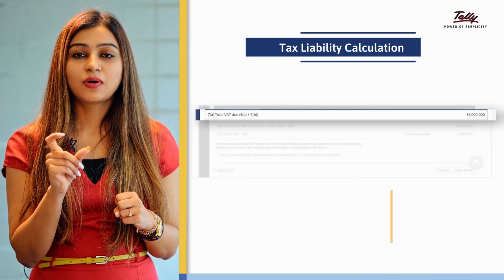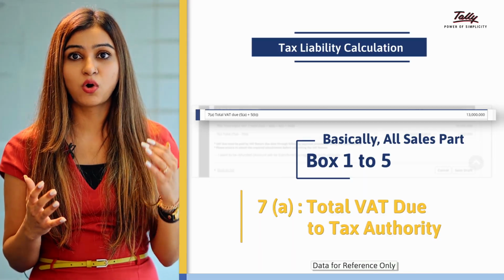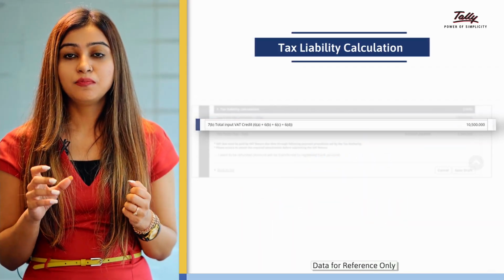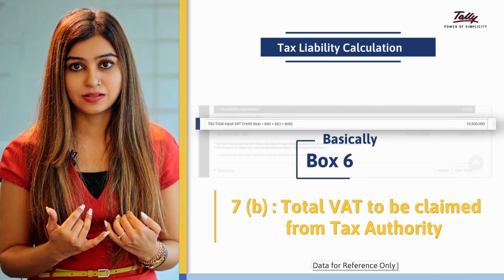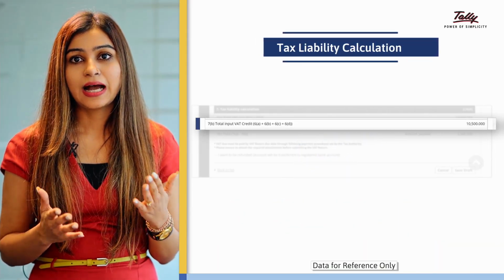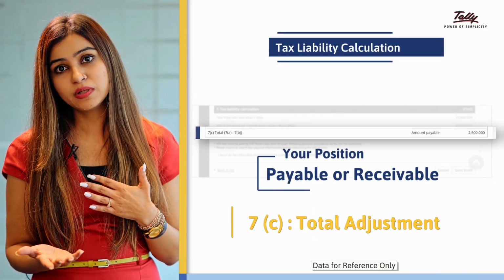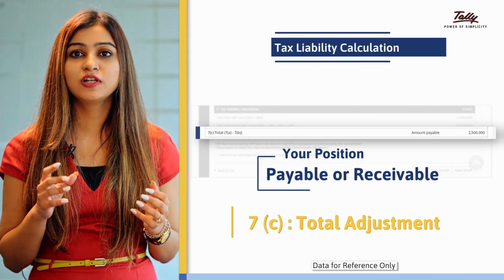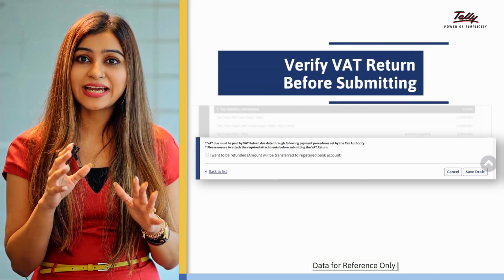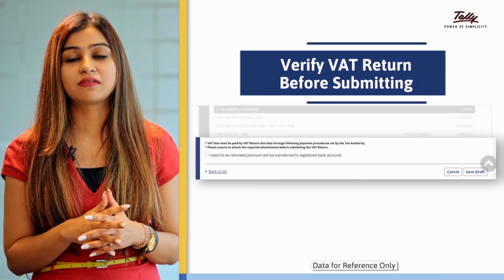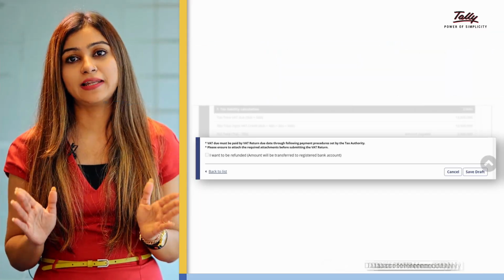Box 7A talks about the total VAT due to the tax authorities, that is all the sales part, box 1 to 5. And box 7B talks about the total VAT to be claimed from the tax authority, which is your box 6. And the adjustment is shown as a plus or a minus, whether you are in a payable position or a refundable position, and will be reported as a net VAT due in your box 7C. We request you to kindly revisit these figures before submitting the VAT returns. Once you're confident, you declare it as okay, and then you can proceed with the filing of the VAT return.